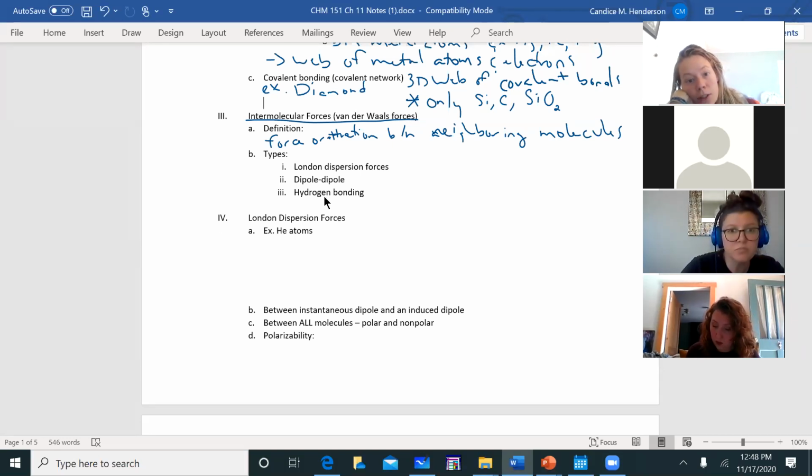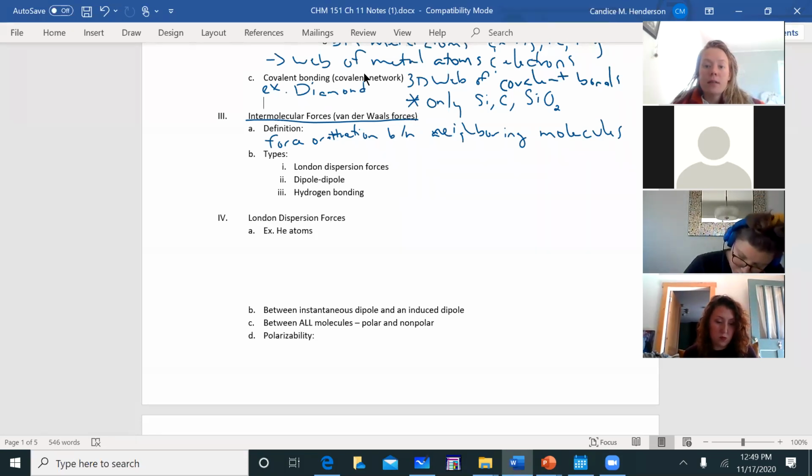So London dispersion forces we find in all molecular solids and liquids. So anything that isn't ionic, metallic, or covalent is going to have a London dispersion force. So it's very common. It is the weakest of all of them. Weakest, let's say, found in all.